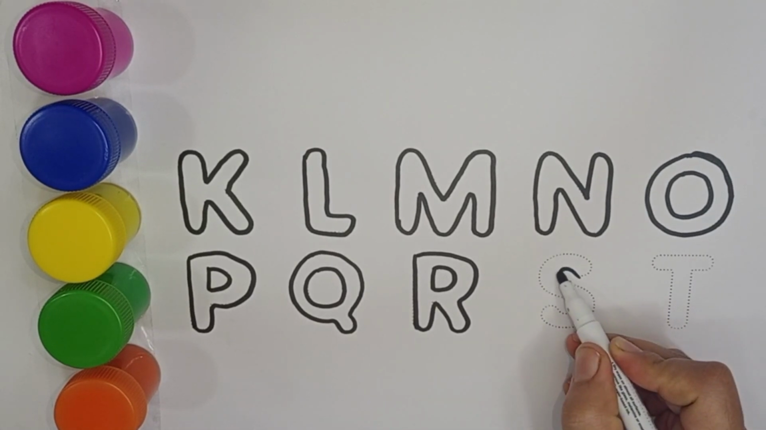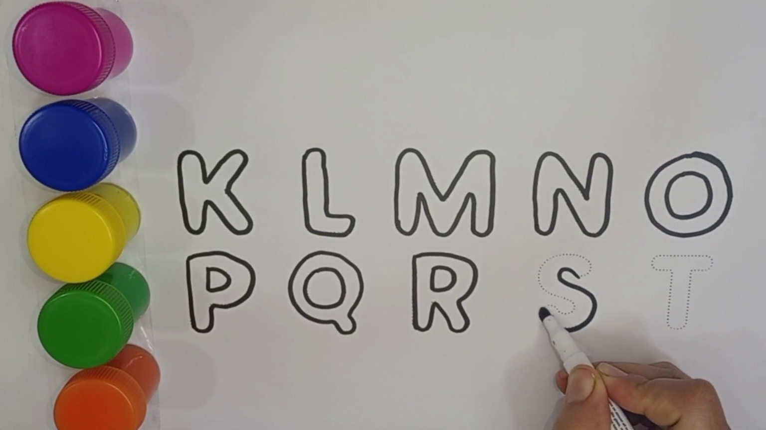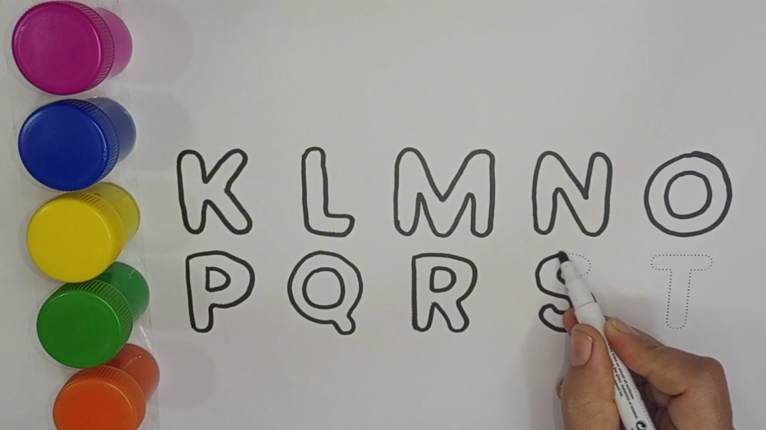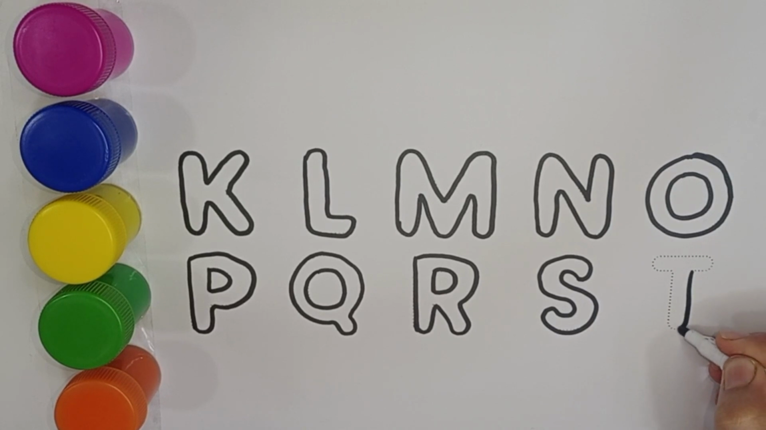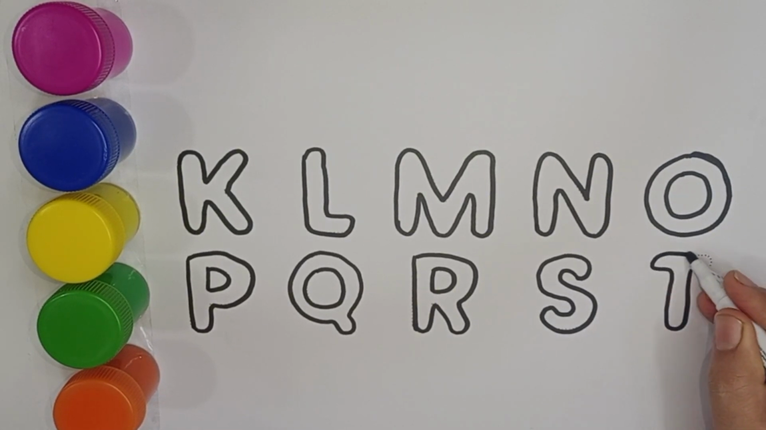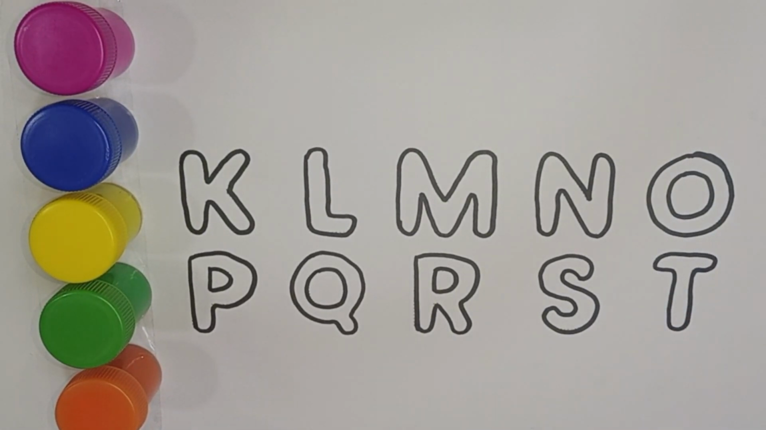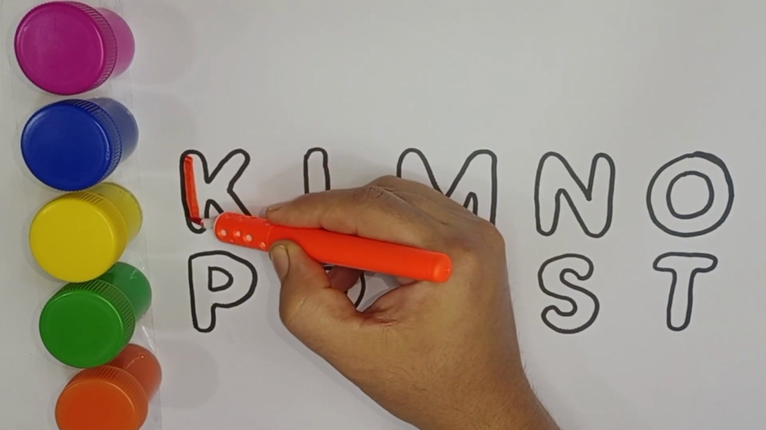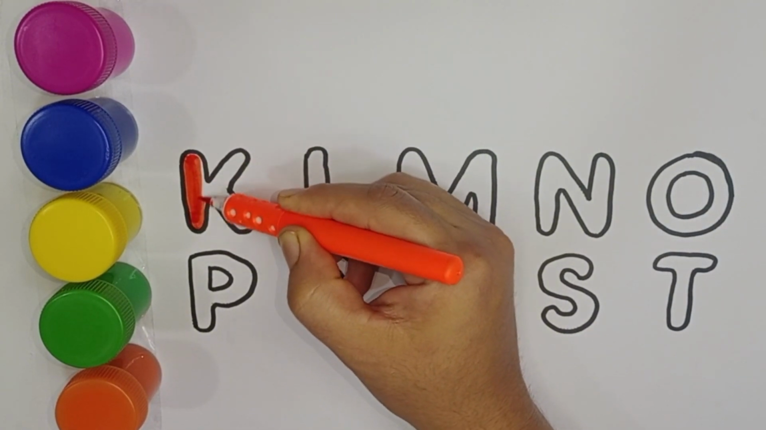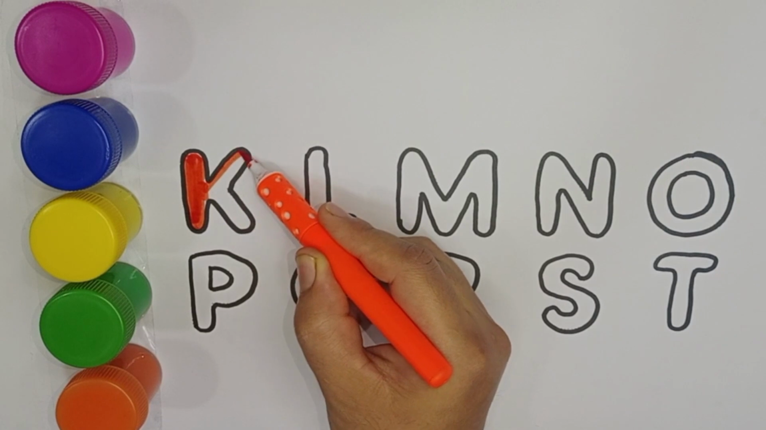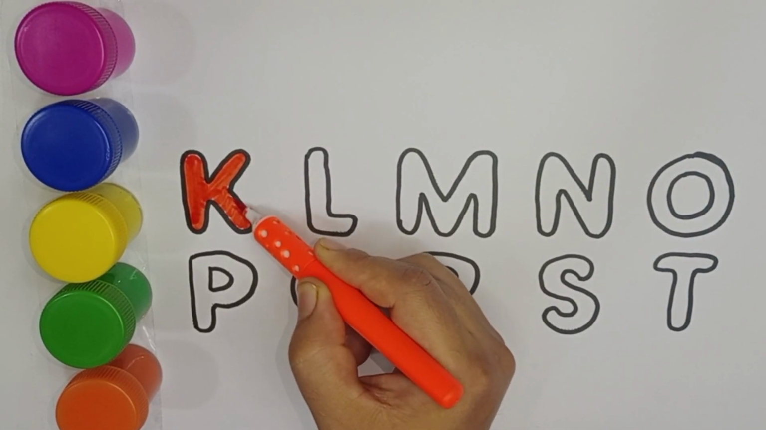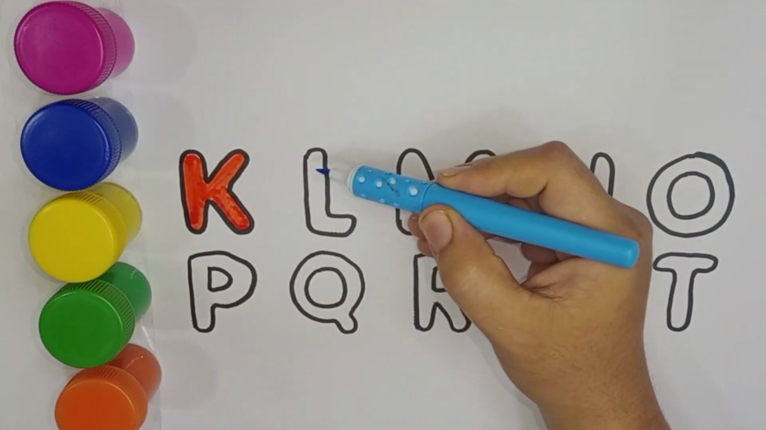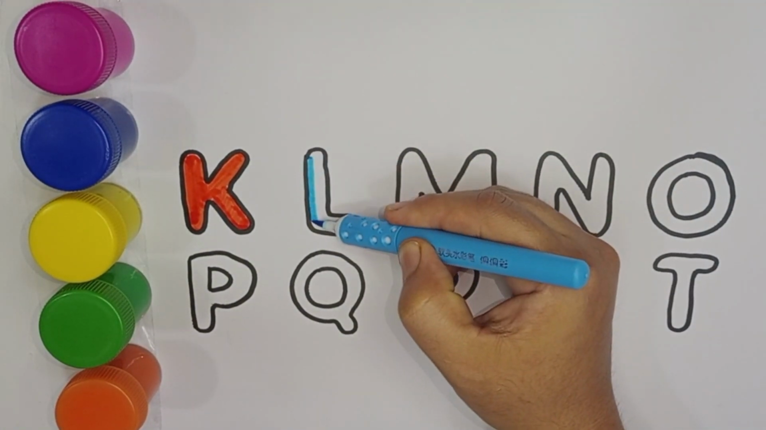S. S is for sparrow. T. T is for tree. K is for kangaroo. L is for lamp.